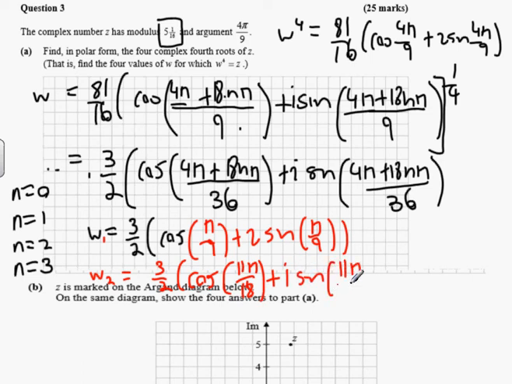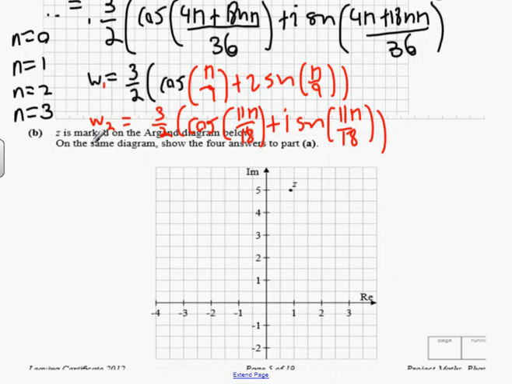Are you guys okay to finish that off now? Just put in n equals 2 and then n equals 3. Okay, what I ask you to do next is set is marked on the Argand diagram below. That's our first one, which is this one here. On the same diagram, show the 4 answers to part A.